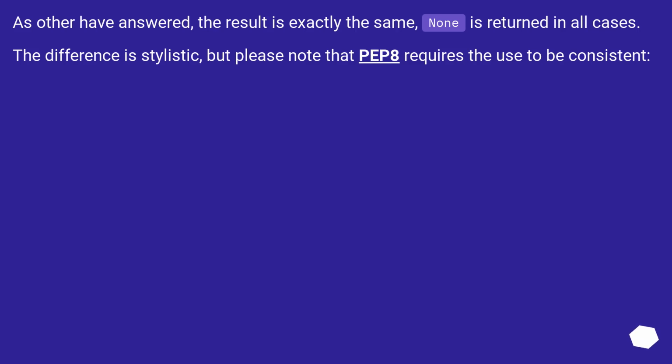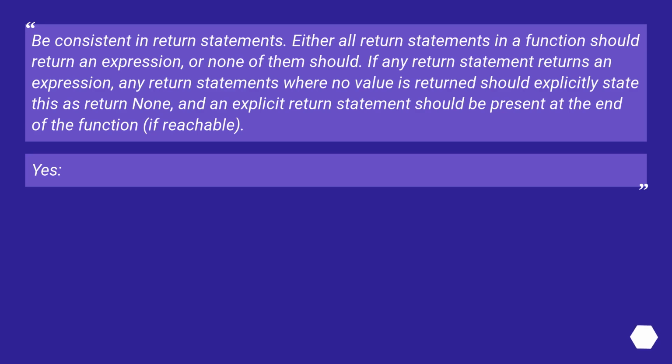As others have answered, the result is exactly the same. None is returned in all cases. The difference is stylistic, but please note that PEP 8 requires the use to be consistent. Be consistent in return statements. Either all return statements in a function should return an expression, or none of them should. If any return statement returns an expression, any return statements where no value is returned should explicitly state this as return none, and an explicit return statement should be present at the end of the function, if reachable.